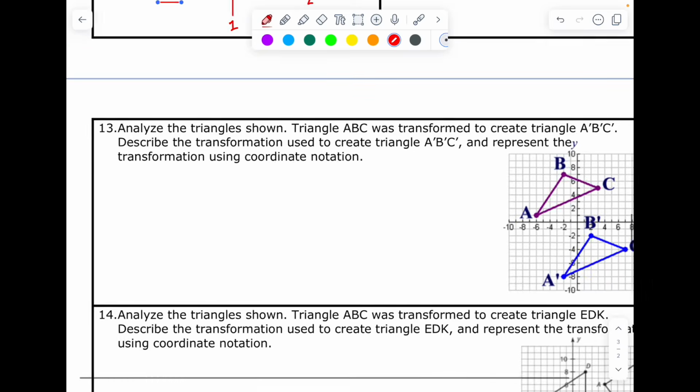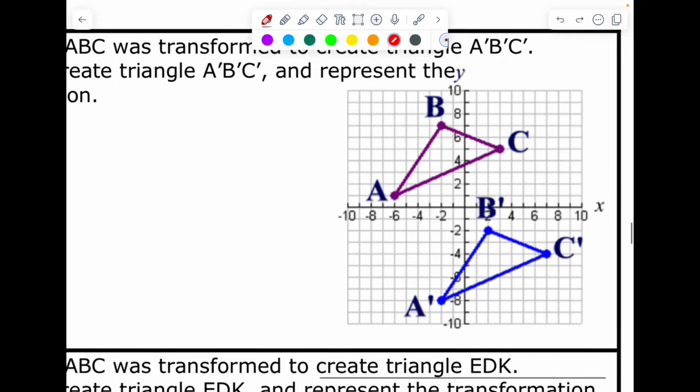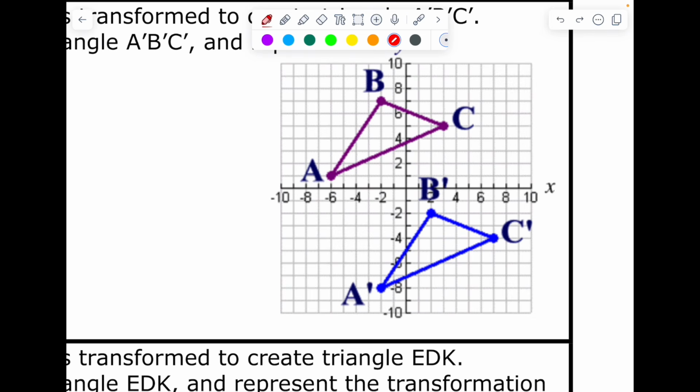13, analyze the triangle shown. Triangle ABC was transformed to create A prime, B prime, C prime. Describe the transformations used to create the new triangle and represent the transformation using coordinate notation. So I feel like this is pretty easy to see. It's just a translation, and just to prove myself.